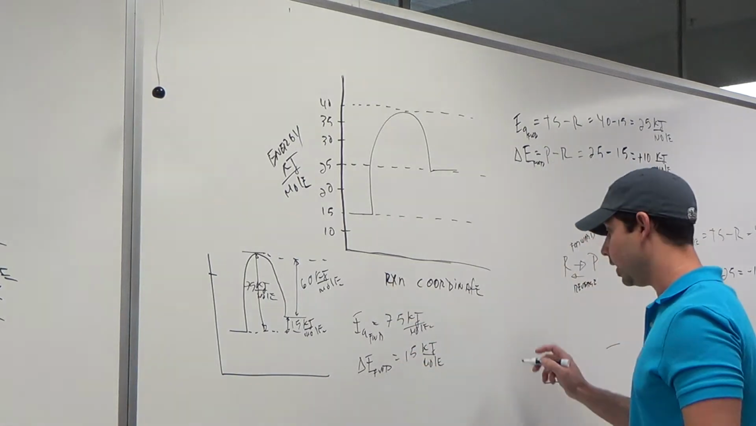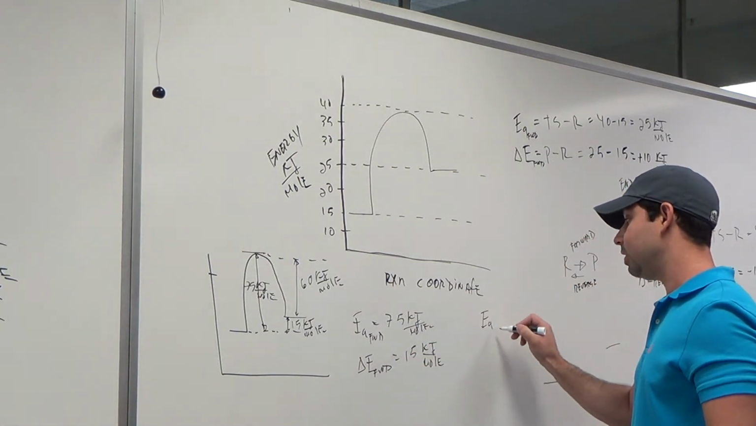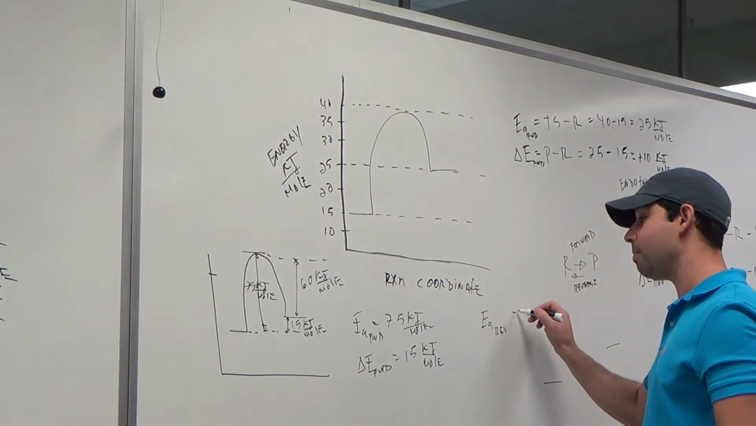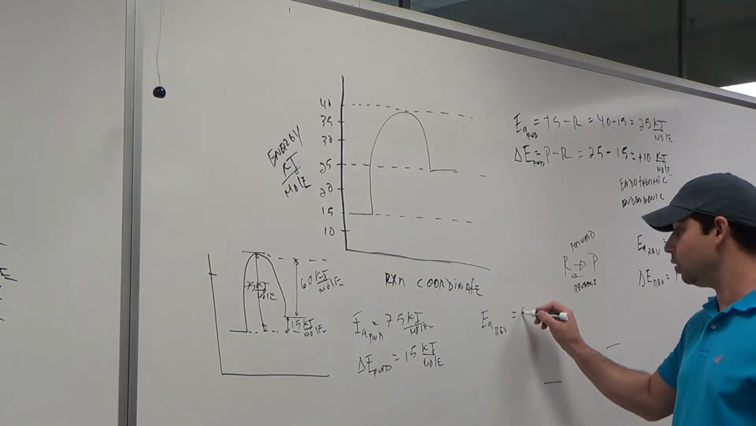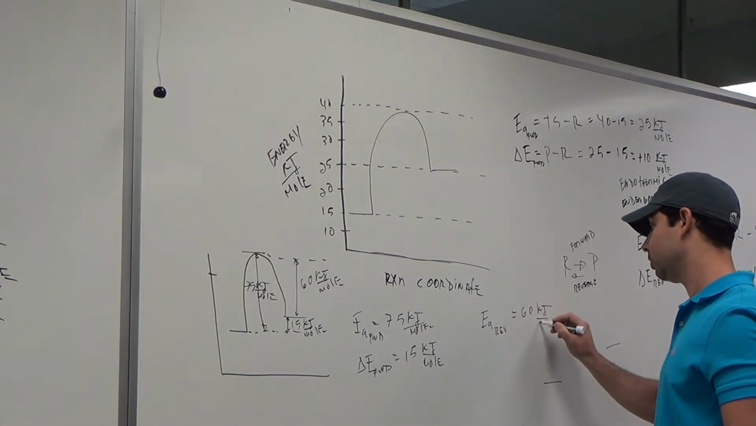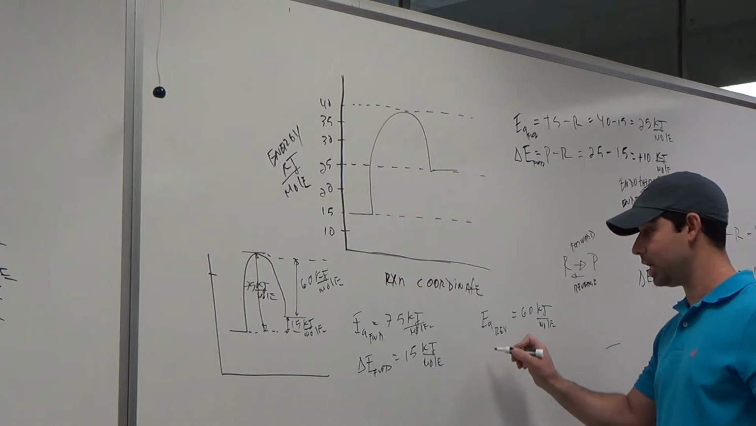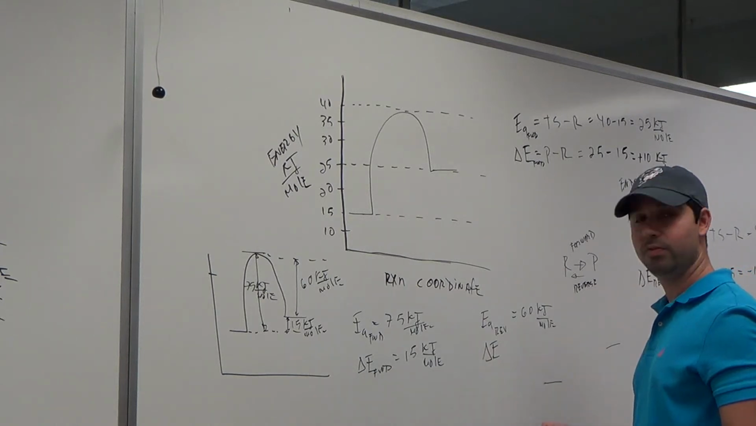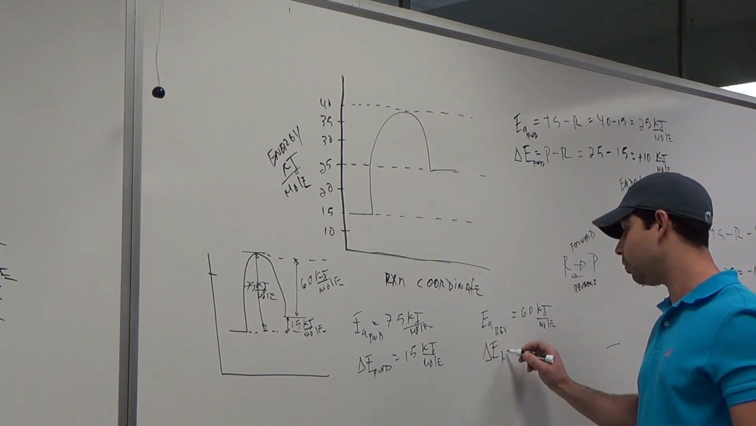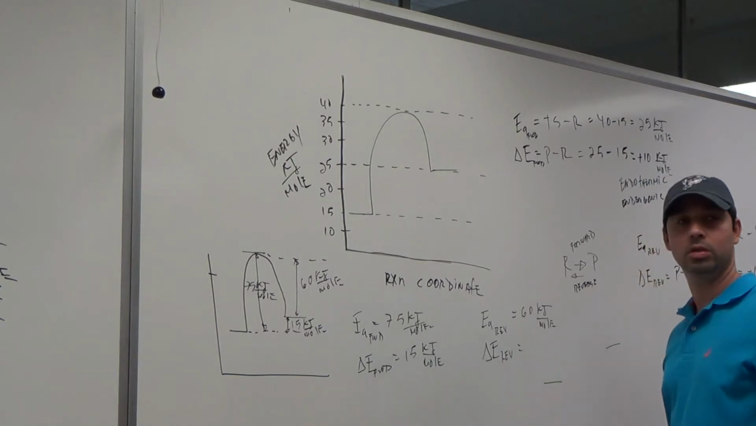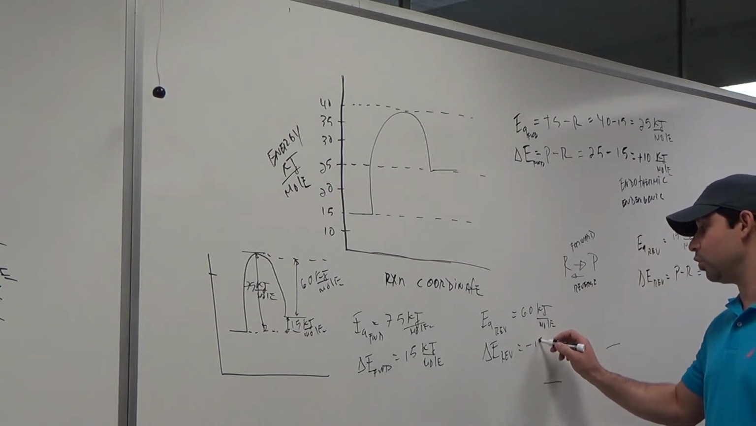So I'm going to say that the energy of activation for the reverse process is 60 kilojoules per mole. And the change in energy for the reverse process is negative 15 kilojoules per mole.